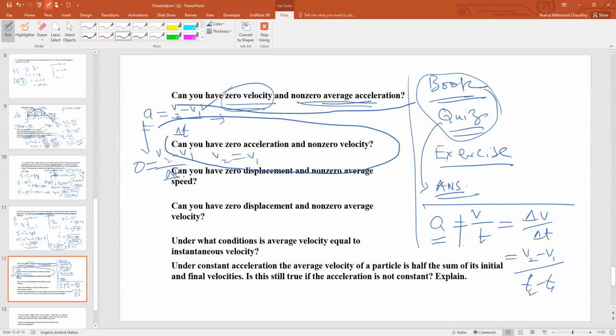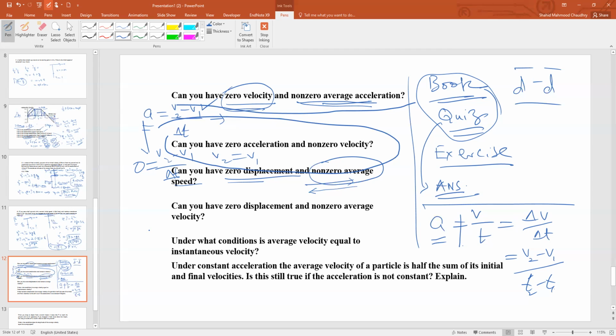So can you have zero displacement and non-zero average speed? Zero displacement exists when you go and come back, when it comes back to its initial position. So its average velocity will be zero. Average velocity can be zero because it's d minus d, like this one. But average speed will not be zero.